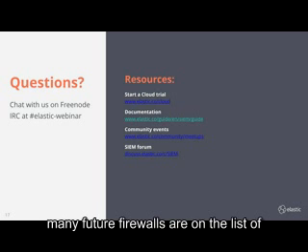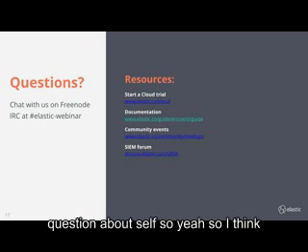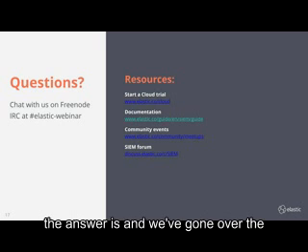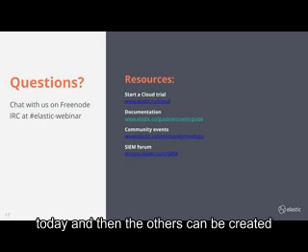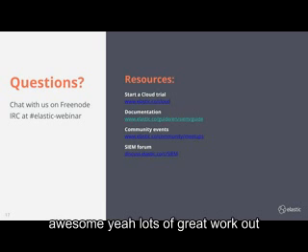SonicWall, many future firewalls are on the list of new sources. And then there's the question about Ceph. So I think the answer is we've gone over the list that are available out of the box today, and then the others can be created with help of Elastic or with help of the community. Awesome. Yeah, lots of great work happening.